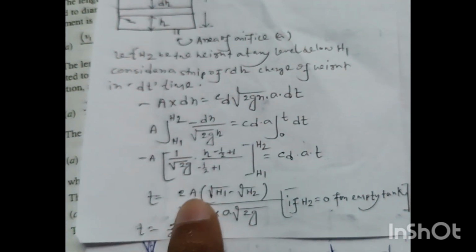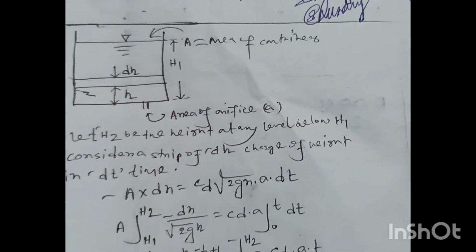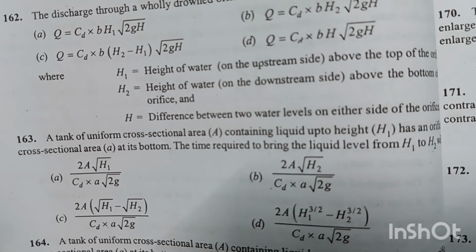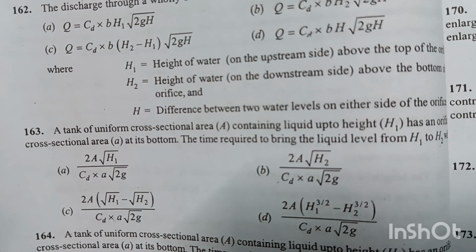So if we integrate the equation, we will get time t equal to 2 into A within bracket root over H1 minus root over H2 divided by Cd into a into root over 2g. And if the tank is emptied, the value of H2 will be 0, and the final time that is required to empty the tank will be t equal to 2 into A root over H1 divided by Cd into a into root over 2g. That is the equation. Option C is right answer. 2 into A within bracket root over of H1 minus root over of H2 divided by Cd into a into root over 2g.